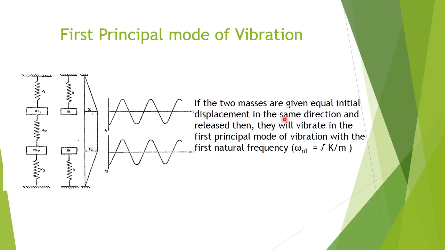If the two masses are given equal initial displacement in the same direction and released, then they will vibrate in the first principal mode of vibration with the first natural frequency, that is omega n1 equals under root k by m.